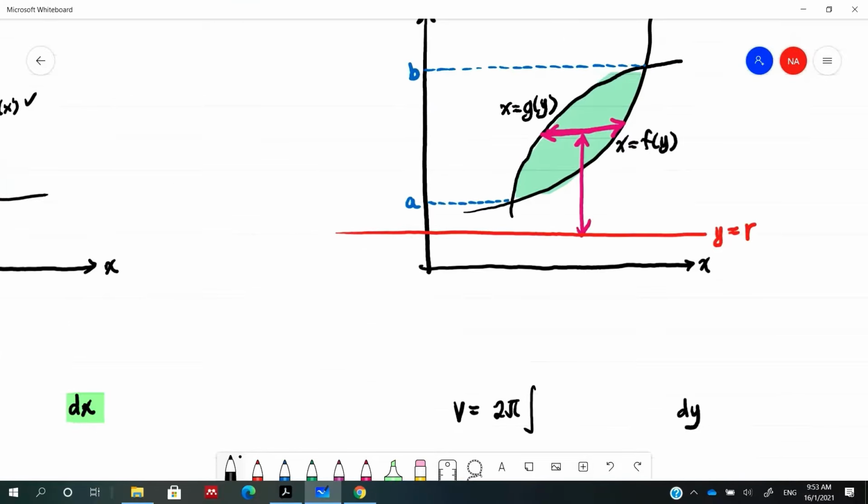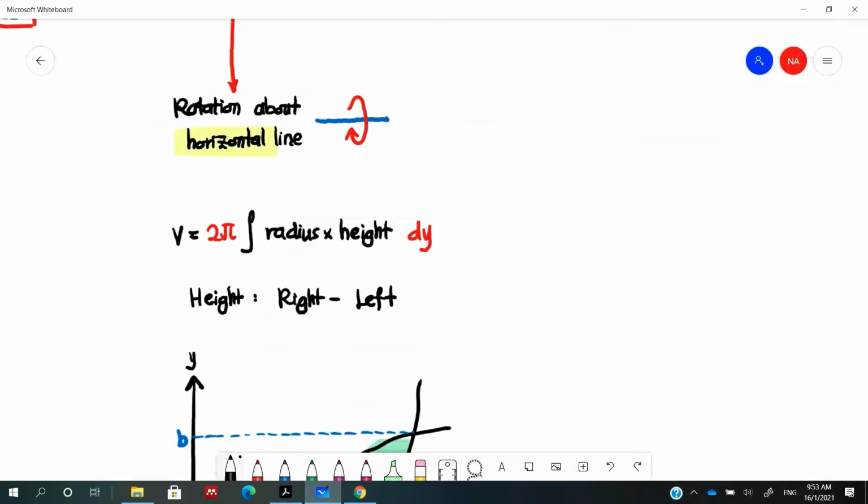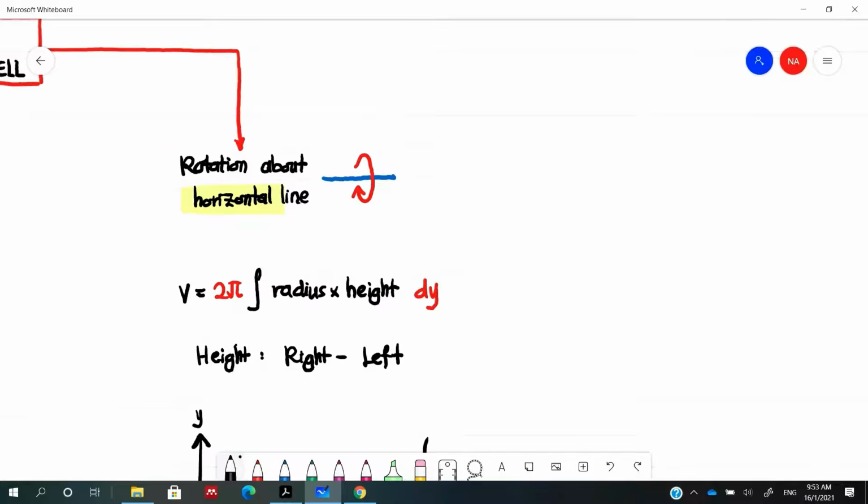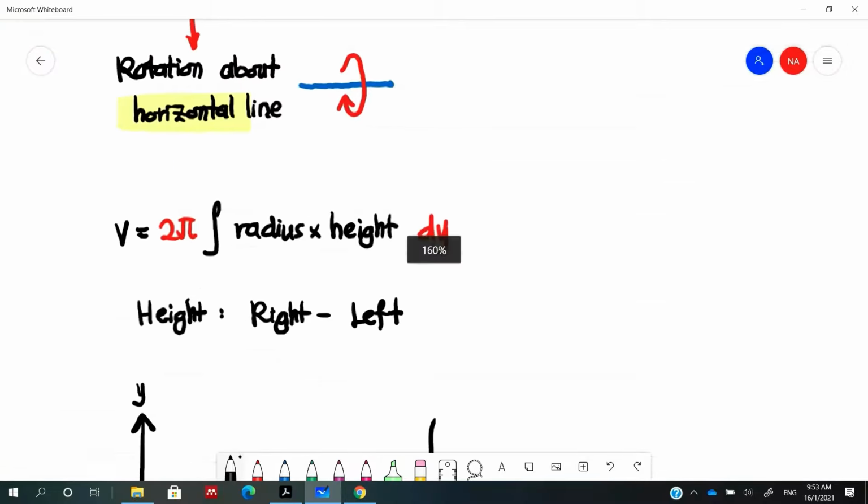Let's look at the second one, which is the rotation about a horizontal line. The horizontal line is parallel to the x-axis. If it is the disc or washer method, we should note that when we rotate about a horizontal line, we write the volume in terms of pi, integrate, dx, since it is rotated about the x-axis, and it should be top minus bottom. But it is different here. For the washer method, it should be something like this.